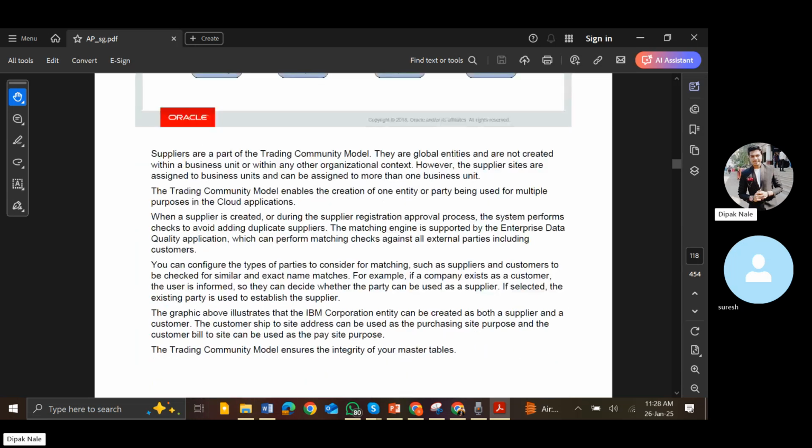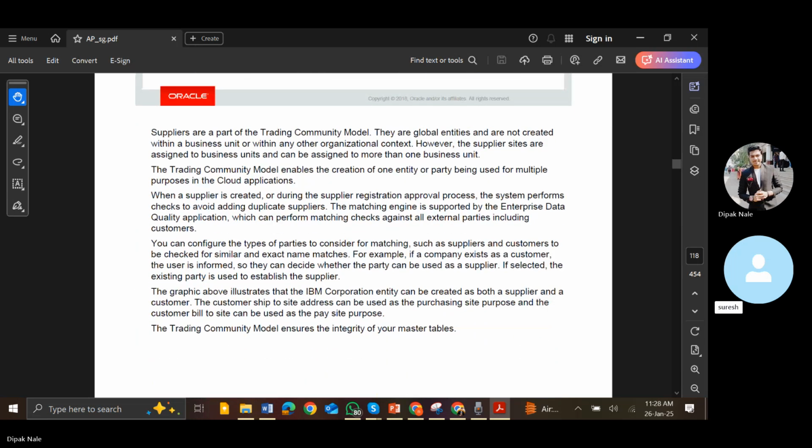That is part of the trading community model. Read it. Suppliers are part of a trading community model. They are global entities and are not created within a business unit or any other organizational context. However, the supplier sites are assigned to business units and can be assigned to more than one business unit. The trading community model enables the creation of one entity or party being used for multiple purposes in cloud applications.